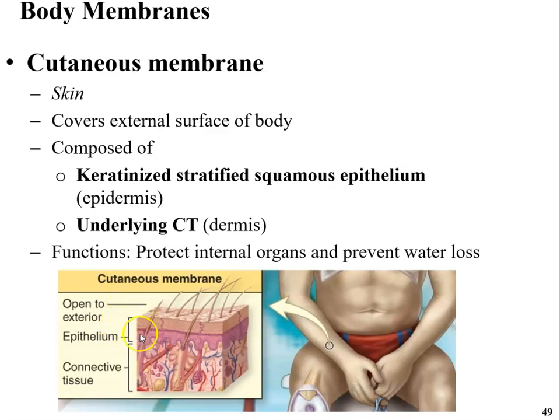Here's the epithelium. You can see how it gets keratinized as it gets further away from the basal area of the epithelium. And then you have the underlying connective tissue. So epithelium is going to be the epidermis, and the underlying connective tissue is the dermis. And the function of the cutaneous membrane is to protect internal organs and prevent water loss.